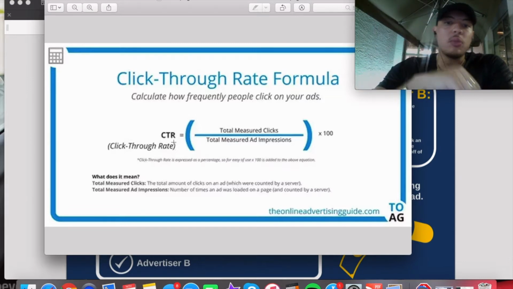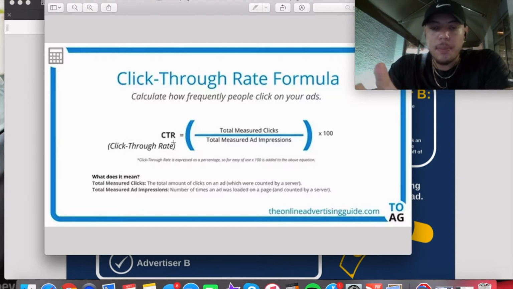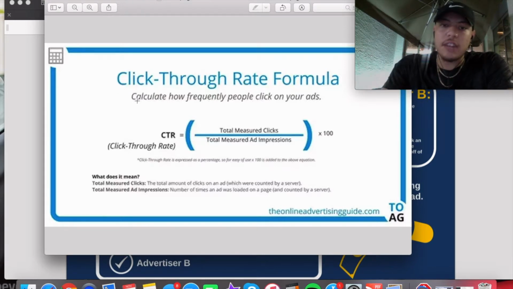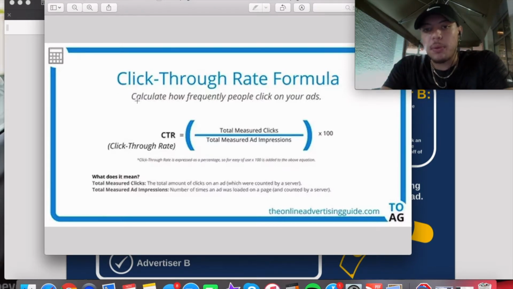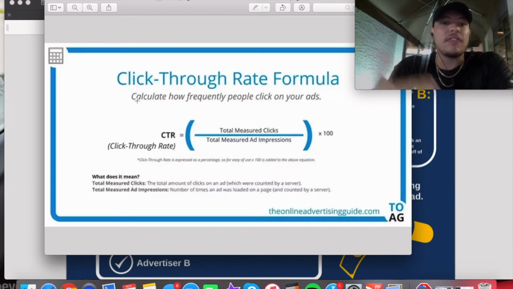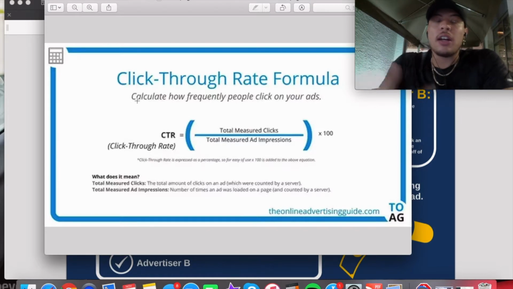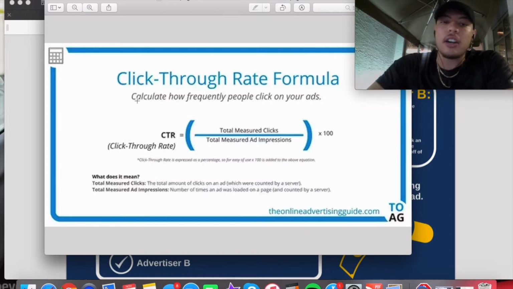Now click-through rate is expressed in a percentage, okay? So like I just said, if 2 people click on our ad out of 100, that's a 2% click-through rate. If 5 people out of 100 click on our ad, that's a 5% click-through rate. And remember, the higher our click-through rate, the more likely Facebook is going to show our ad to our audience, and the higher chances of us outbidding our competition.